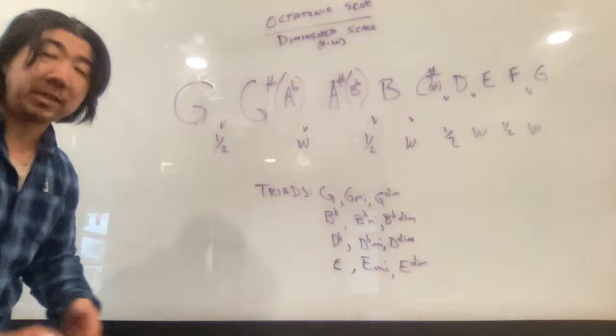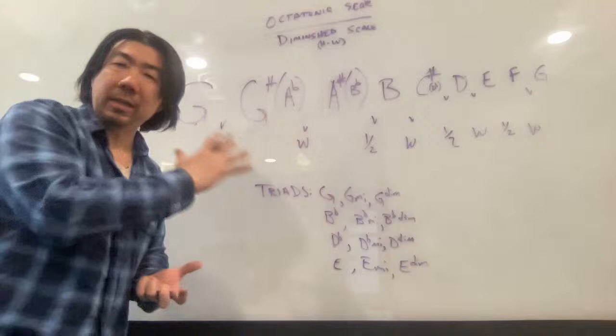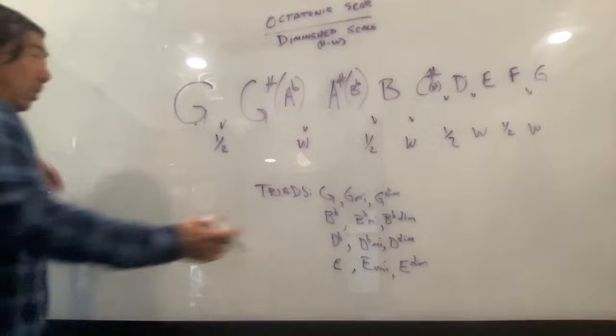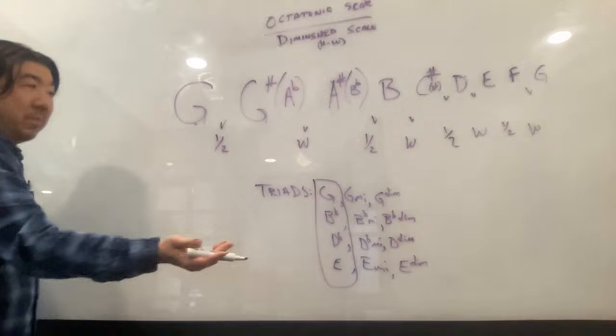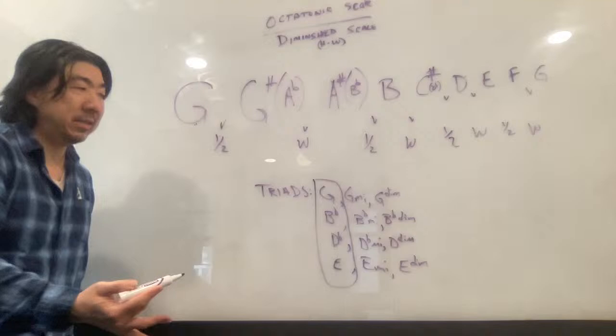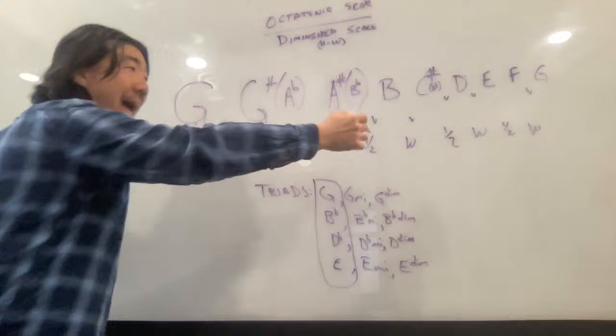But again, I'm kind of just showing it to you from this route, understanding the scale and how to extract triads and now seventh chords. So let's start on, we know that these are your major triads, right? Well, guess what? We just did the homework, that there are four major triads in this one scale, the octatonic scale, half whole, half whole, half whole, half whole. We know that there are four major triads.